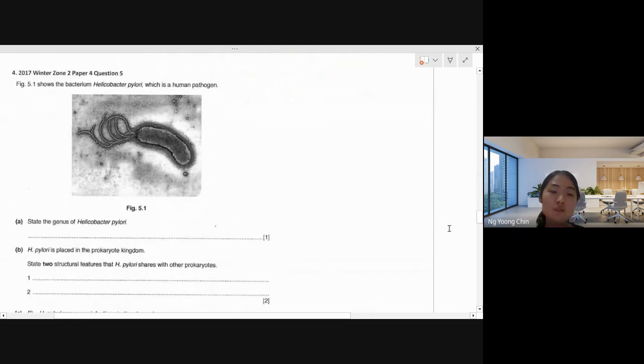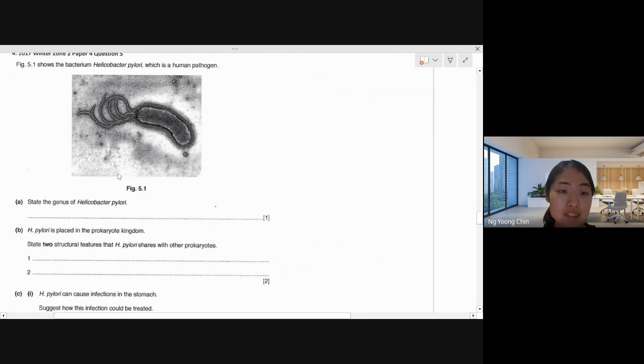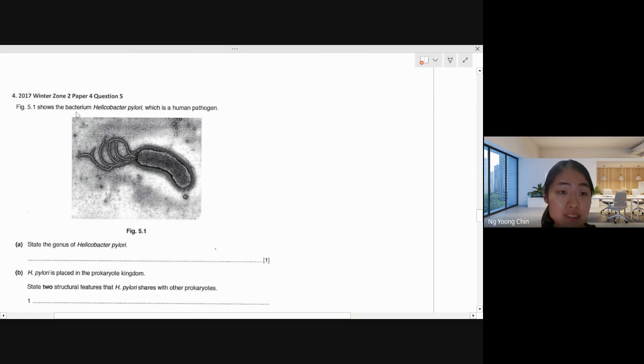Okay, then we will try this question last. Last question we need to try. You can see this is bacteria, Helicobacter pylori. Helicobacter pylori is a kind of bacteria which will cause stomach ache in humans. In Mandarin they will call it 螺旋菌. You hear this always, 螺旋菌. Pylori, okay?